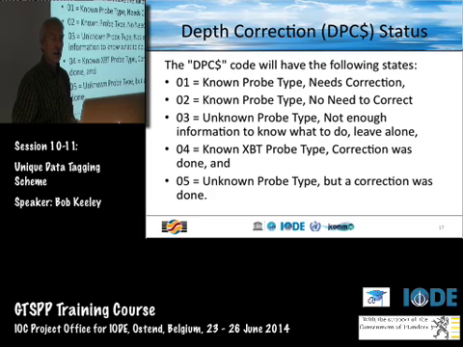Let's look at that. So 01 means the probe type is known, and it's determined that the old fall rate equation was used. 2 is the probe type is known, but it was the new fall rate equation. 3 is we have no idea what the probe type is, so we can't know what to do. And 4 means it's a known probe type and a correction was done. So it was an old fall rate equation, but because it was the probe type where we had a new equation, you could do that calculation. And 5 is don't know what the probe type is, but a correction was done based on some other knowledge.